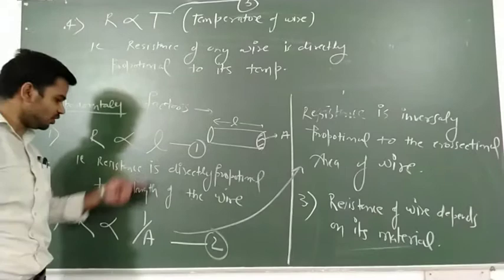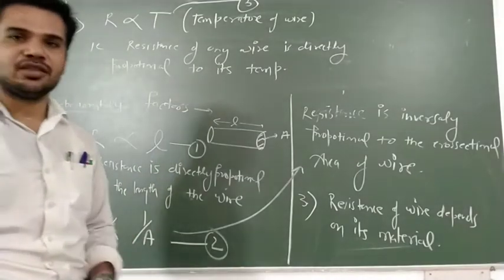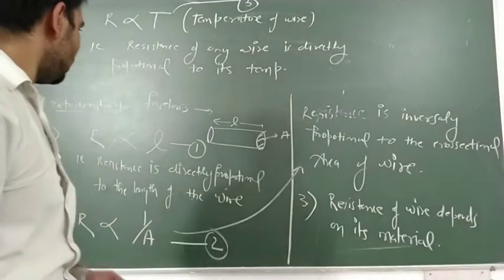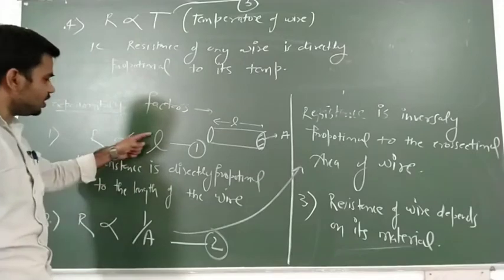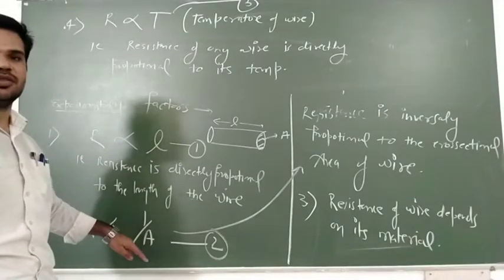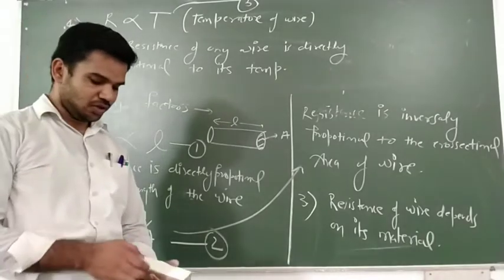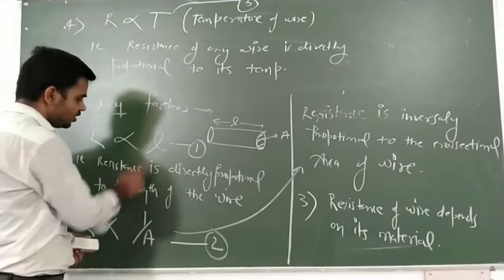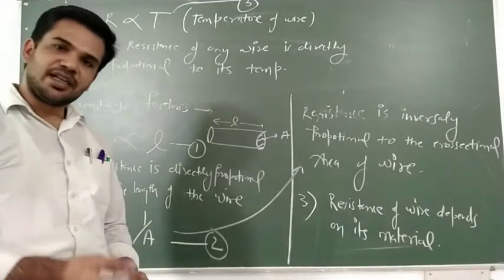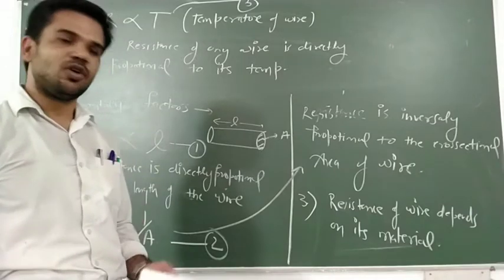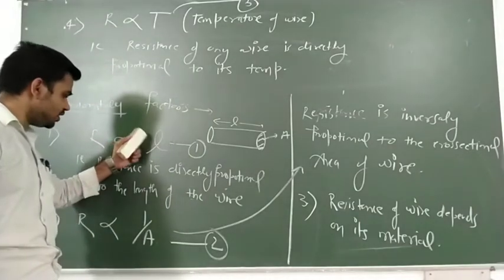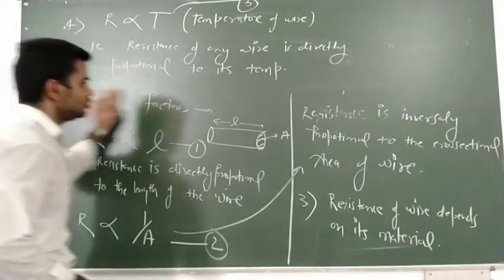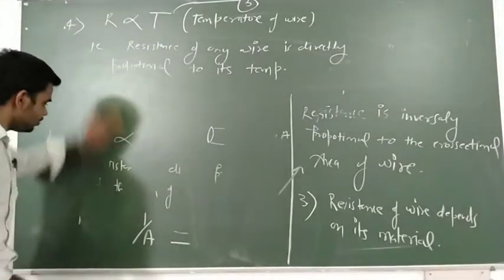Since the length and cross-sectional area are directly related to the shape and size of the wire, on combining these two equations we have a combined equation. Just combine only these two equations in which length and cross-sectional area are there, which are directly connected to the shape and size of the wire. So you have to combine the first equation and the second equation. Combine equations 1 and 2.